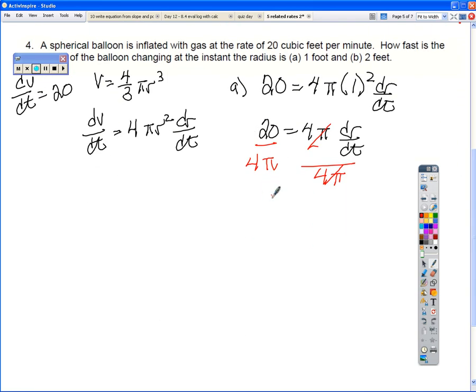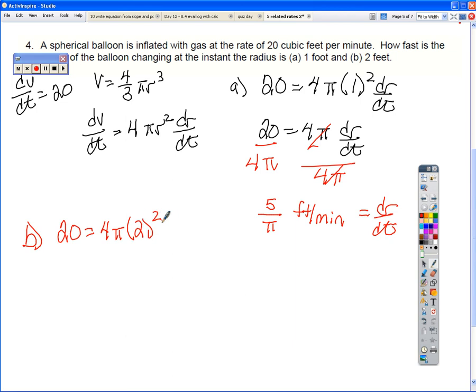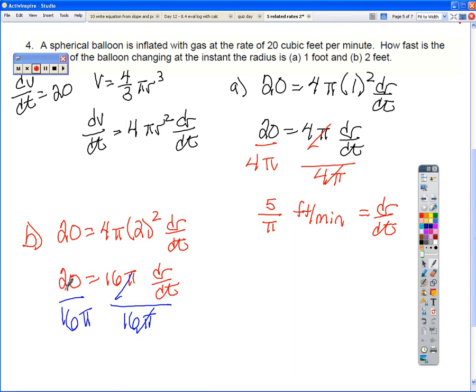So reducing this by 4, I get 5 over pi feet per minute for dr dt. I'm going to do the same thing for part B. 20, but in this case, the radius is 2 feet. So 4 times 4 gives us 16 pi. We divide both sides by 16 pi, and again, we can reduce this by 4. So I get 5 over 4 pi feet per minute as our rate of change over time for the radius.